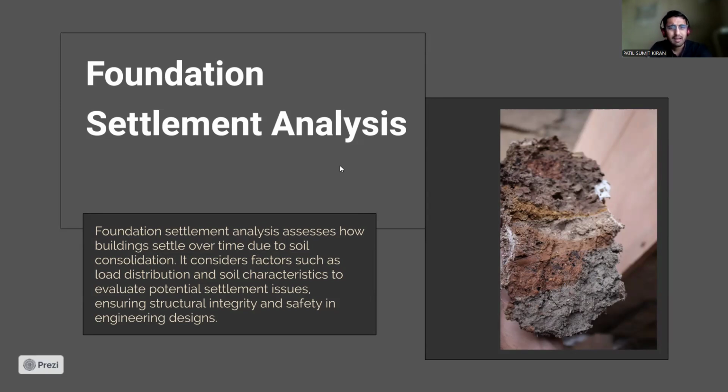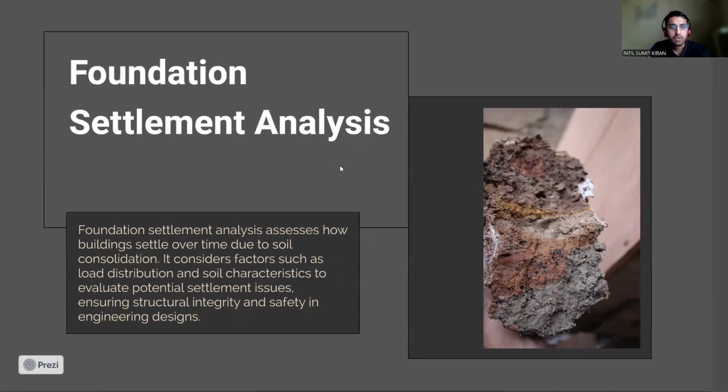Foundation settlement analysis assesses how a building settles over time due to soil consolidation. It considers factors such as load distribution and soil characteristics, evaluating potential settlement issues and ensuring structural integrity and safety in the engineering design. So it is a must to consider the consolidation factors in design, to get actual data on how much time and how much soil settlement will happen due to consolidation. So we have to analyze the foundation settlement.